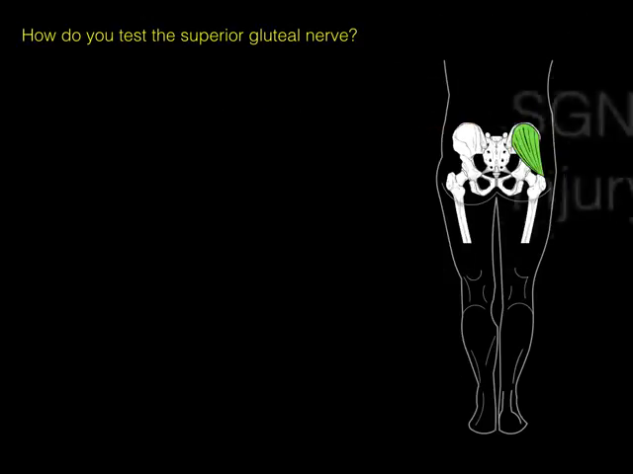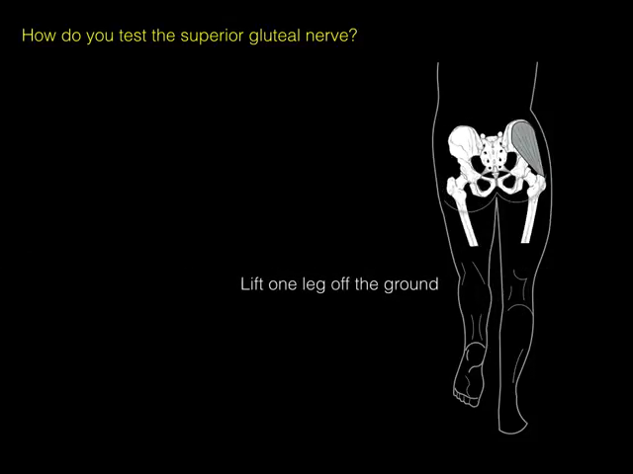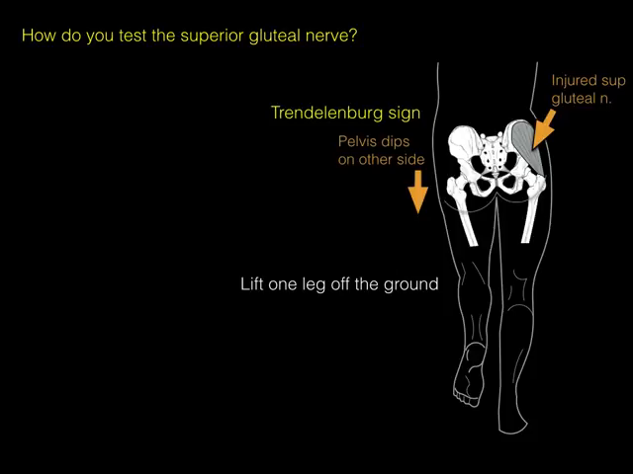Now, what would happen if we were to have a superior gluteal nerve injury and gray out that muscle because it's no longer functioning, and then lift one leg off the ground? Notice the pelvis dips because with an injured superior gluteal nerve, the gluteus medius and minimus and TFL muscles cannot contract to stabilize the pelvis, so it dips on the other side. This is what's known as the Trendelenburg sign.